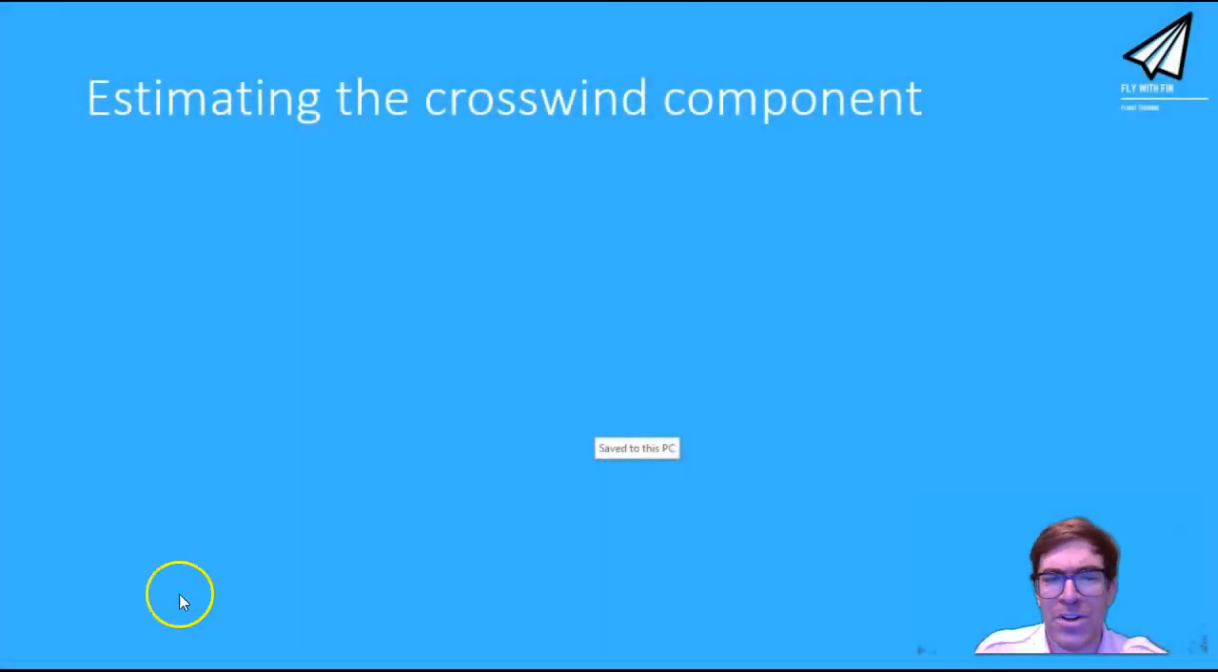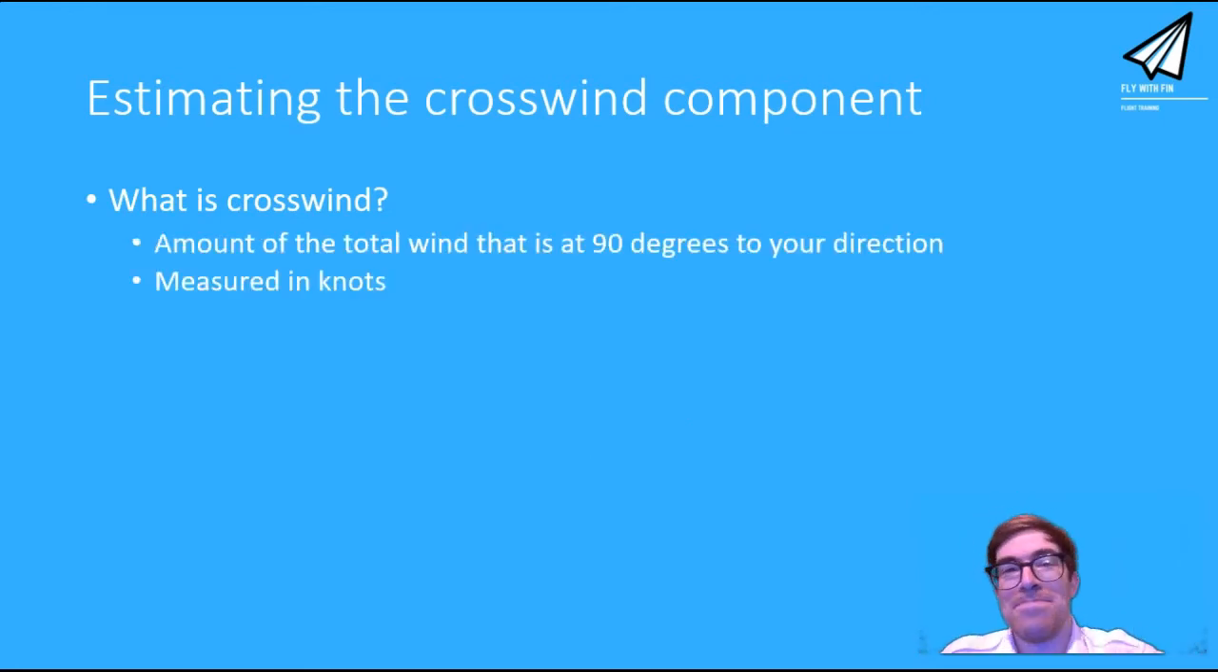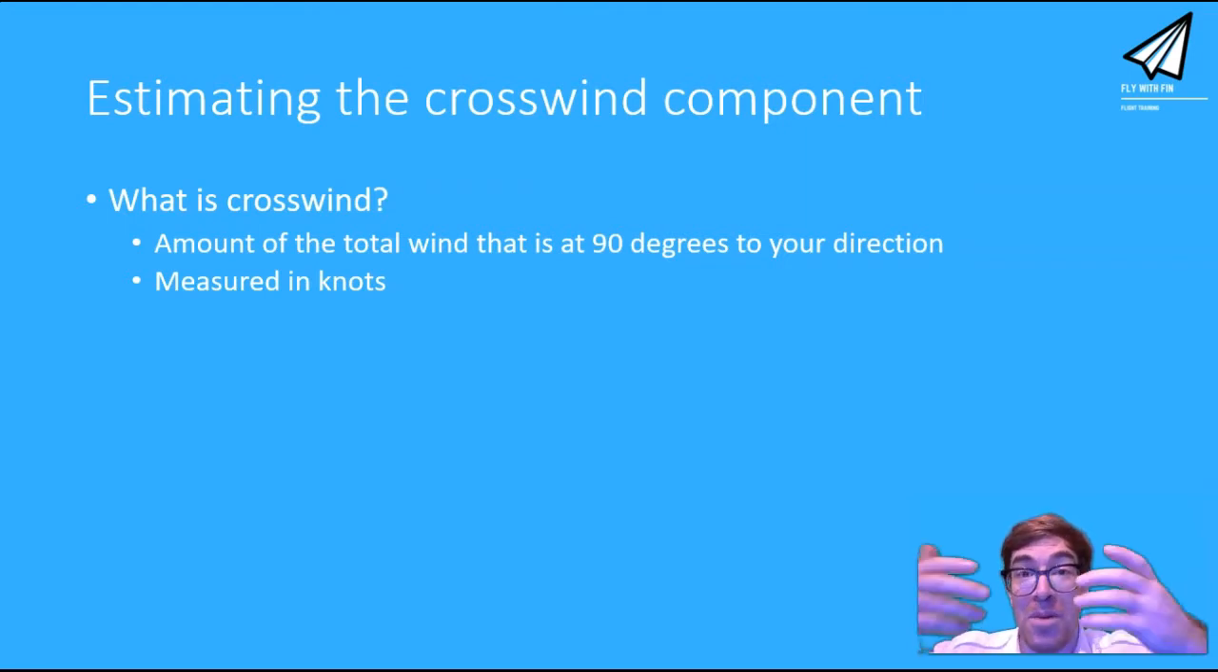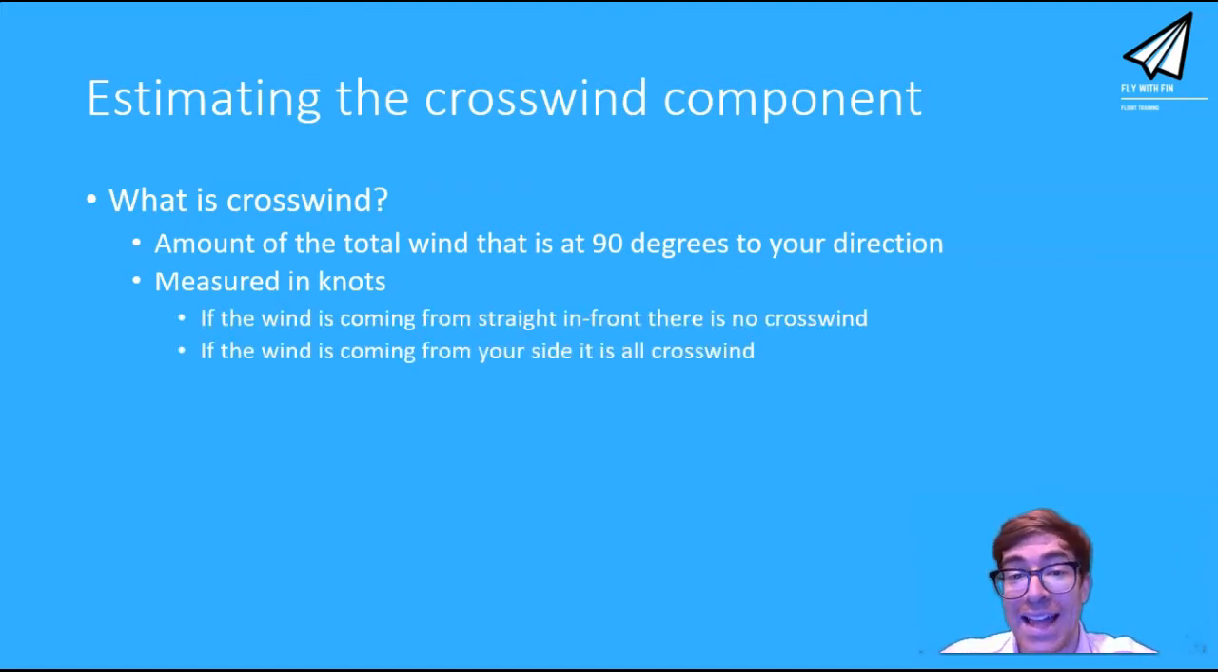So first off, I just want to define what even crosswind is. Essentially, it's the amount of wind that is at 90 degrees to your direction. So if you're facing into the wind and the wind is coming from immediately in front of you, then you haven't got any crosswind at all. And if you've got wind coming from your side, then all of the wind is crosswind. And in the middle of that, some of the wind is crosswind and some of it ends up as headwind. It's measured in knots, and it can be quite important for safety.